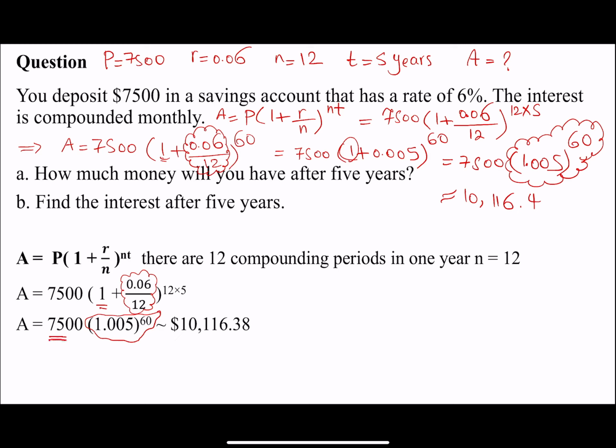Now part B says find the interest after 5 years. Interest is the difference between future value and principal. Here's your future value, here's your principal. The difference between these two values gives you the interest. So interest is future value minus principal, around $2,616. That's the amount of interest that you get after a period of 5 years.